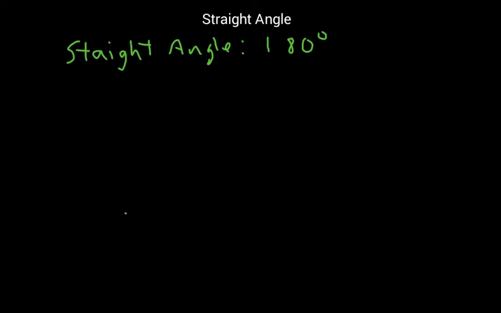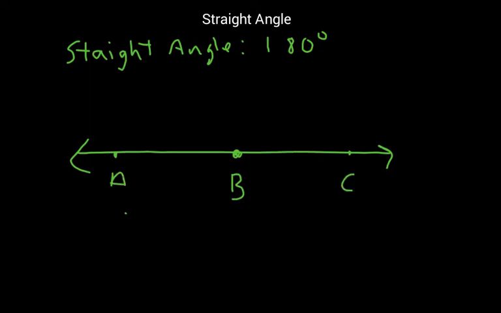A straight angle measures 180 degrees. So if I have a line and I create a vertex, I'll name a couple of points here. I'll call this point B, and this point A, and point C. If I go from A through B, here's my ray BA, and then ray BC together make an angle, and it measures 180 degrees, and we classify it as a straight angle.